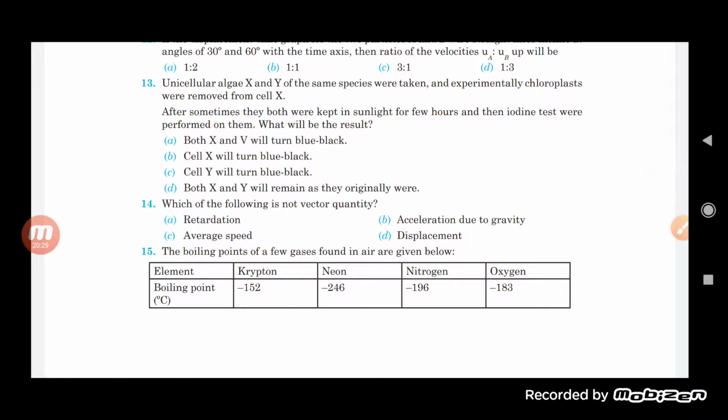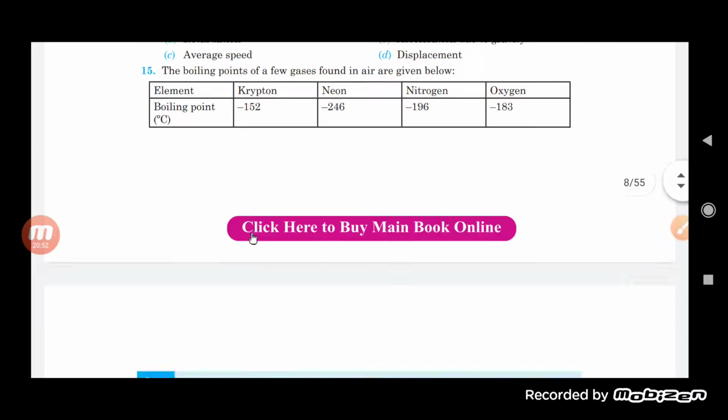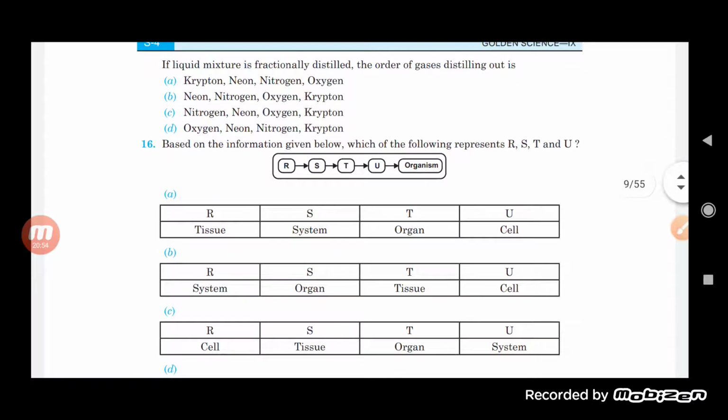Obviously, the one having the lowest boiling point will convert first. Minus 183 degrees is the boiling point of oxygen, then nitrogen and neon also. So obviously neon will be the first one, then nitrogen, then oxygen and then krypton. Let us see. Yes, neon is in the second option, see the second option, that is neon.